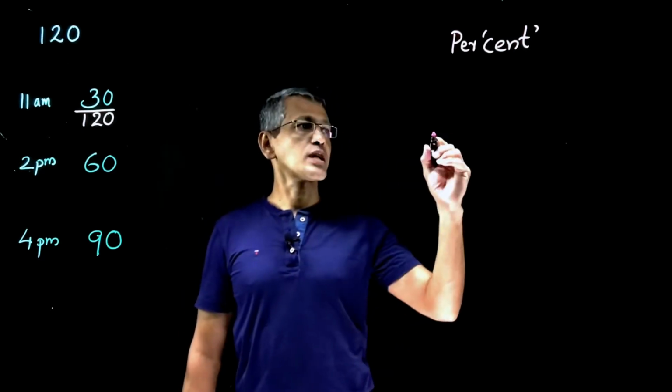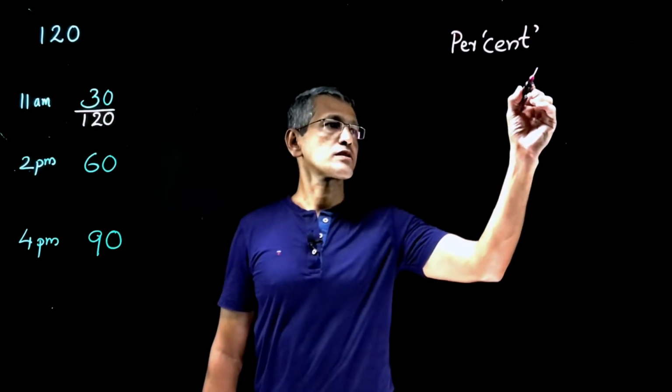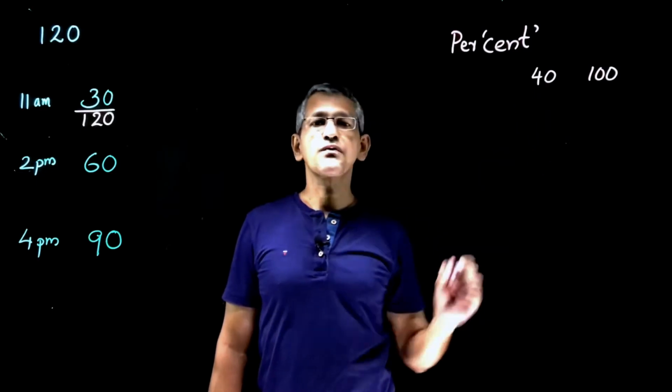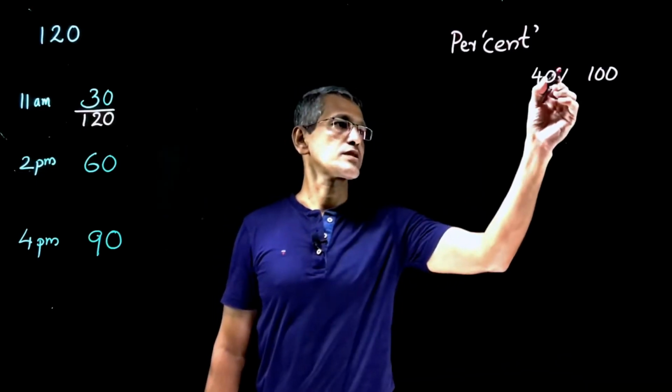For example, a student got 40 marks out of 100 marks. So for every 100, he got 40 marks. So that is 40 percent.